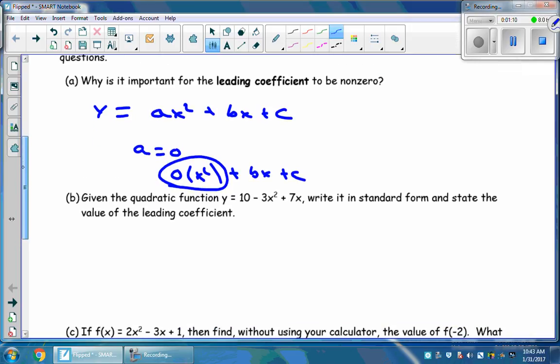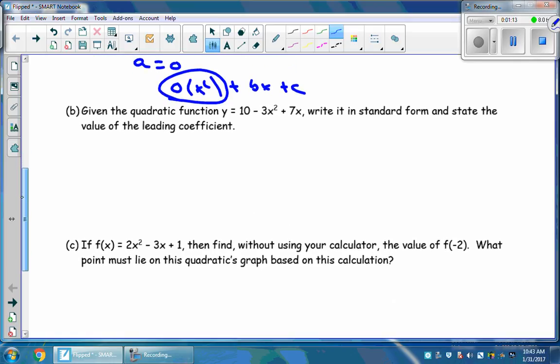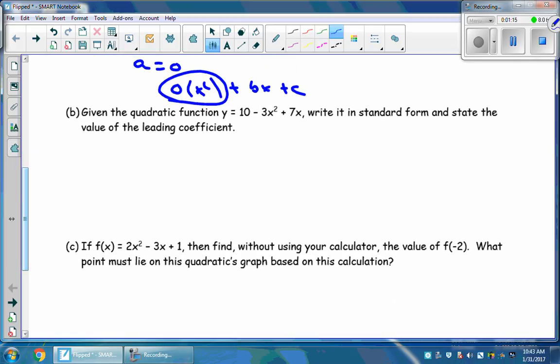The second point we need to make sure that we're clear on is that when we are graphing, or looking at a quadratic function rather, it's important for us to write it in standard form and be able to identify that leading coefficient. A couple reasons for this as we get into our lesson. First thing I'm going to do is put it in standard form, which we've talked about before. Standard form means our exponent should go from greatest to smallest. So I'm going to rewrite it as y equals negative 3x squared, then plus 7x, and then plus 10.